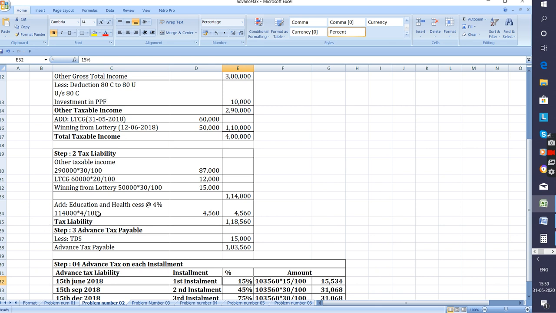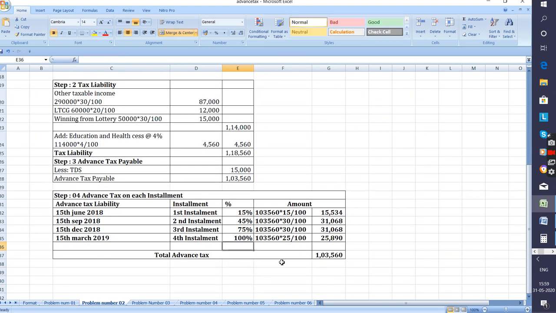Next, add education and health cess at 4% on which amount? That is on tax amount 1,14,000. 1,14,000 into 4%, 4,560 will be the education cess. 4,560 add to the 1,14,000, then the total tax liability will be 1,18,560. Then minus TDS amount, any tax deducted at source which is already paid by such person, that is 15,000. Minus this amount from 1,18,560, then the advance tax payable for the financial year is 1,03,560. This is the advance tax payable.